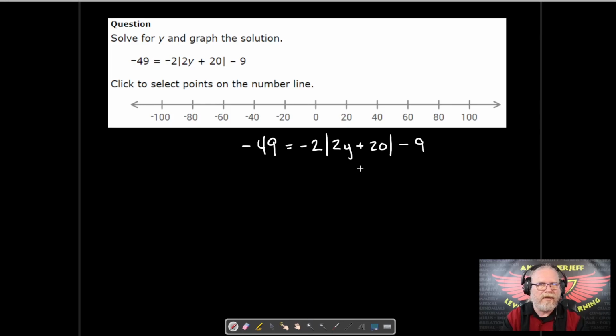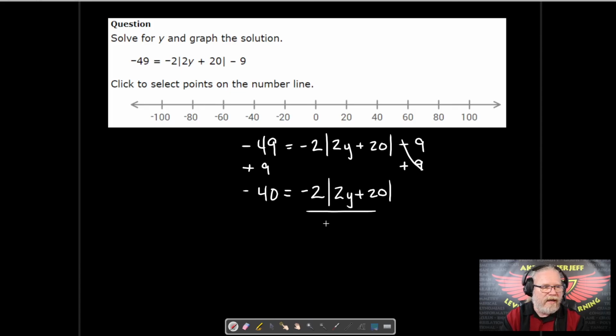All right, before we can deal with the multiplication of -2 being multiplied times the absolute value of 2y plus 20, we have to deal with the subtraction over here. So we're going to go ahead and add 9. What we do to one side, we do to the other. -49 plus 9. Well, actually, one's positive, one's negative, so we're really going to subtract, and we get 40. The -49 has a greater absolute value, and it's negative, so our answer is going to be negative. And then let's bring down that -2 because the 9's cancel each other. -2 times the quantity of 2y plus 20.